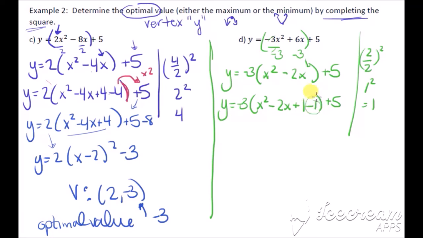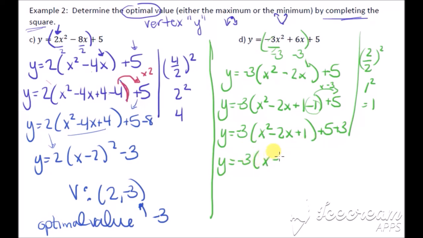Okay, so this negative 1, we want to bring it out of the bracket, but because the negative 3 is in front of the bracket, we're going to have to multiply by negative 3. So we're just going to rewrite this, negative 3x squared minus 2x plus 1. This is a perfect square trinomial. Okay, bracket plus 5, and now this negative 1 times negative 3, we get positive 3.